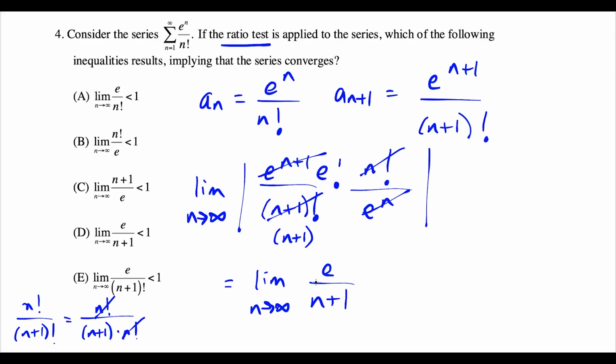And for the ratio test, to apply the ratio test and find something that converges, you need your limit to work out to a value less than 1. So we just set this whole thing to be less than 1, which matches all the answer choices. But now we just have to look for the e over n plus 1, which is going to result in choice D here.